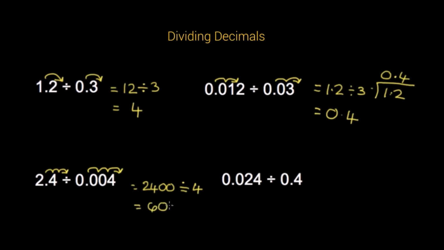What we've asked ourselves is how many lots of 4 millimetres are there in 2.4 metres, and there's quite a large number of them, there's 600.